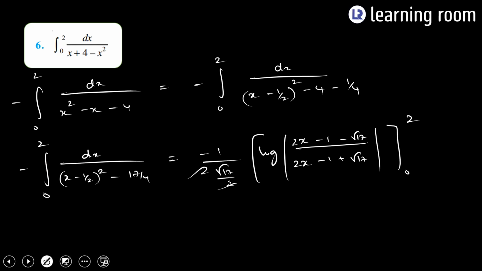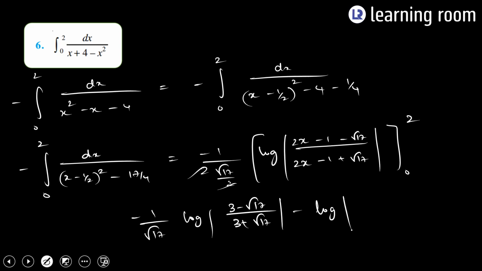Now you substitute the upper limit and the lower limit. Minus 1 divided by 17 into log of 4 minus 1, which is going to be 3 minus 17 by 3 plus 17, minus log of minus 1 minus 17 divided by minus 1 plus 17.